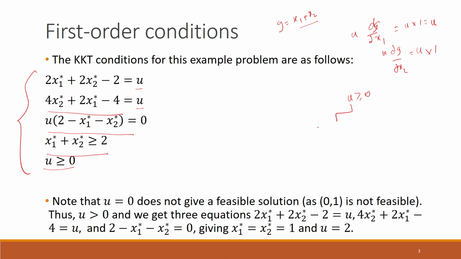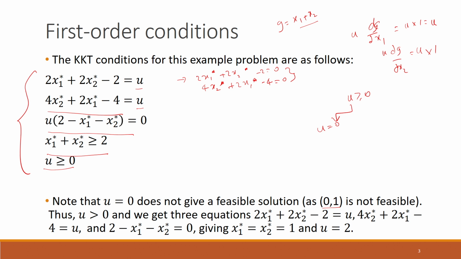First, let us assume that u is equal to 0. When we do that, the first condition that we get is 2x1 star plus 2x2 star minus 2 is equal to 0, and the other equation that we get is 4x2 star plus 2x1 star minus 4 equal to 0. So, we have these two equations and two variables, x1 star and x2 star, that we want to find. When you solve that, you will get the solution 0 comma 1.